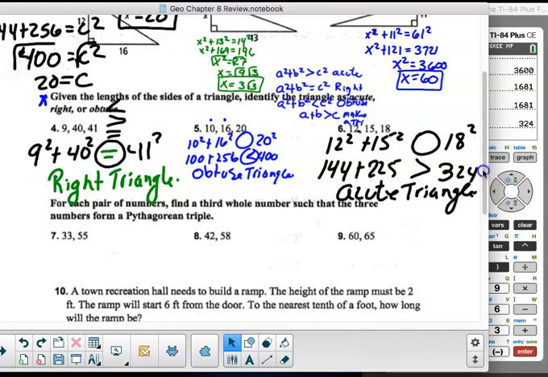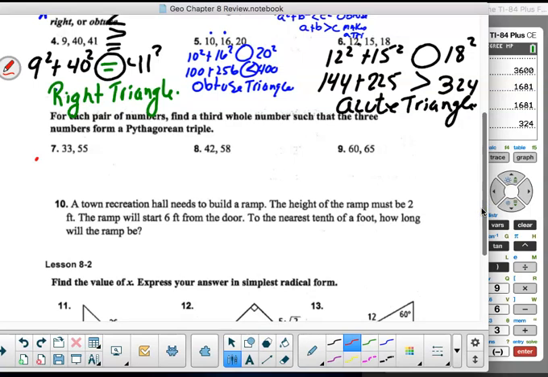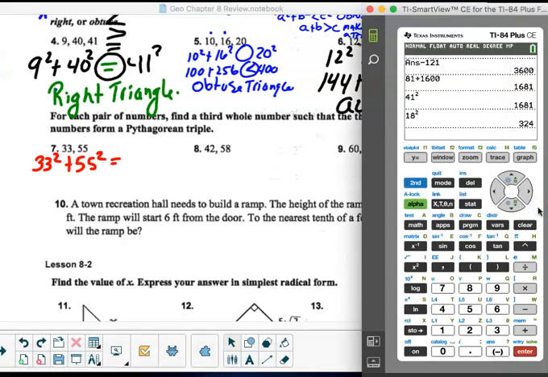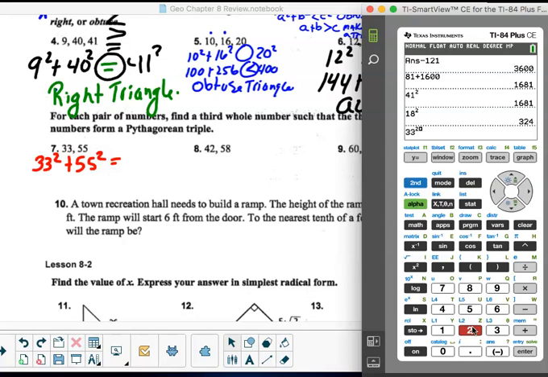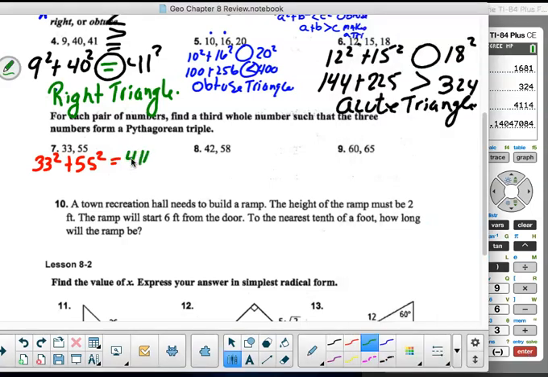Now, for each pair of numbers, find a third whole number such that the three numbers form a Pythagorean triple. Well, I've got 33 squared plus 55 squared, and I'm going to see if that helps me. So I've got 33 squared plus 55 squared, and that's 4114. I wonder if that's a perfect square. It's not. Well, there's another way I can orient this, okay? This becomes 4114, not a perfect square. But what if I do it this way?